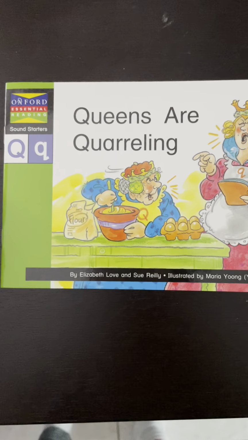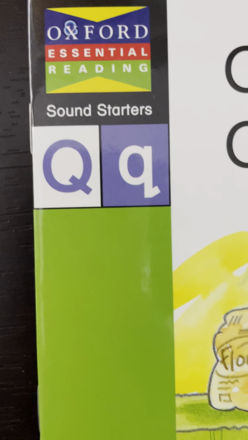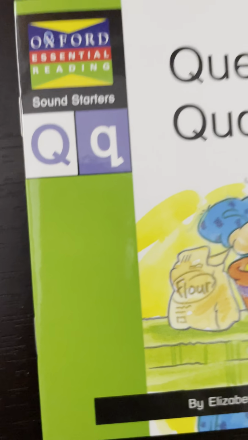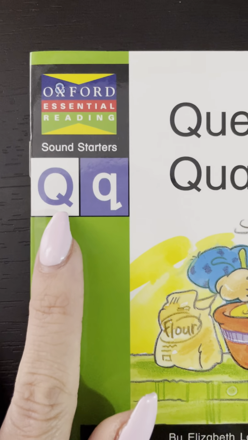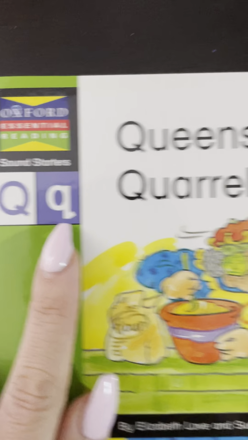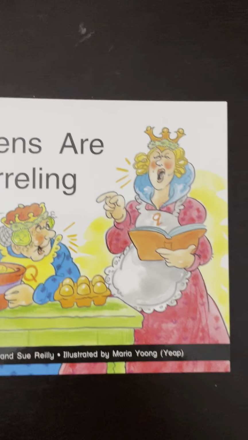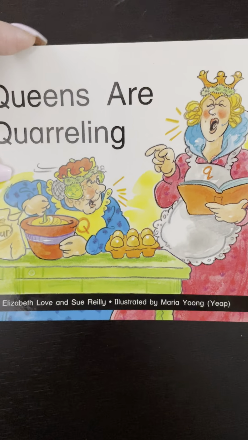Now we're moving on to the book about the letter Q. Letter is Q, sound is qu, qu, qu, queen. Qu, qu, question. Uppercase Q, lowercase Q. Queens are quarreling. What it means to quarrel, it means to argue or fight, quarrel.